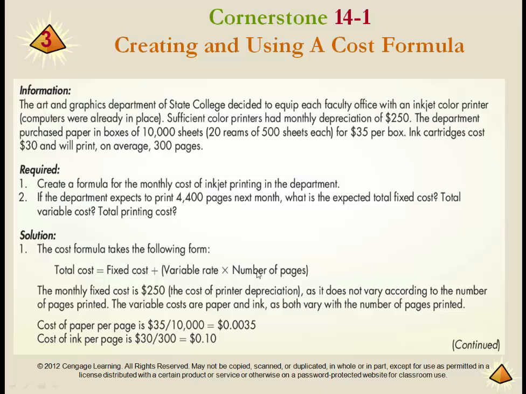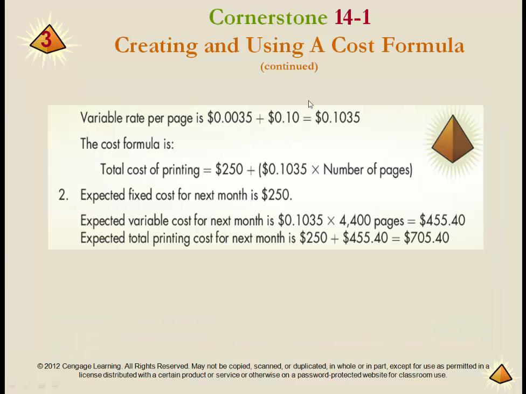Add these two together, and that's going to be the variable rate, and the fixed rate is going to be the 250. And then you're going to put in here 4,400 pages, and it's going to calculate out your total cost. So here's the calculation. The variable rate per page, that 0.0035, which is for the paper, plus 10 cents for the toner is 1035. And then here's your formula, 250 plus 1035 times 4,400. And that's what our expected fixed cost is.